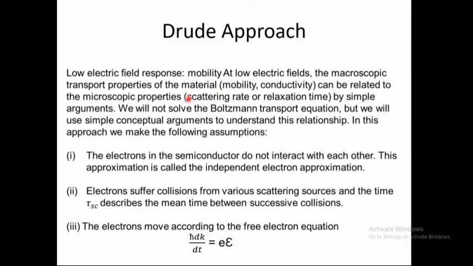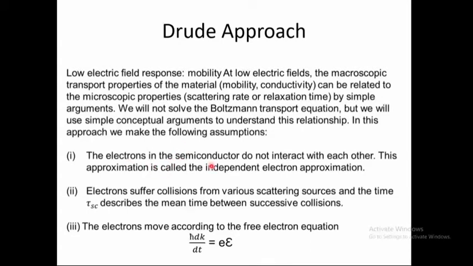Okay, so this approach is only applicable under low electric field. In electronic devices, we treat them in low to moderate electric field, where the mobility of the electrons is constant as a function of field. So what are the assumptions we have to take in order to derive the relationship between the mobility of electrons, or the conductivity of the material, and the current?